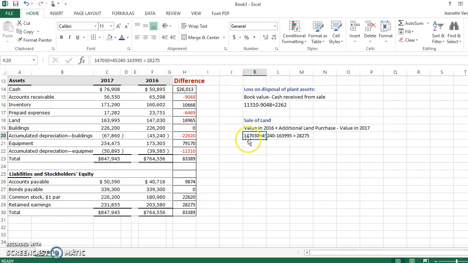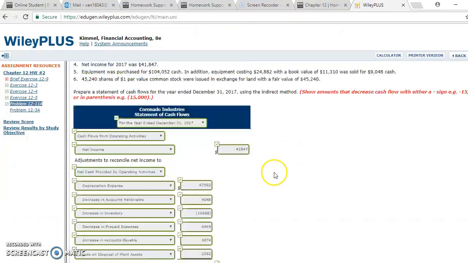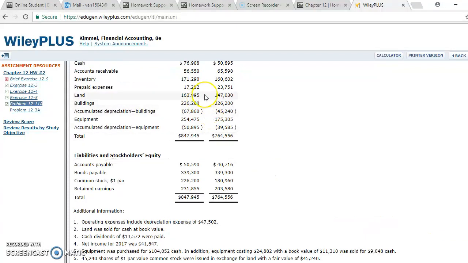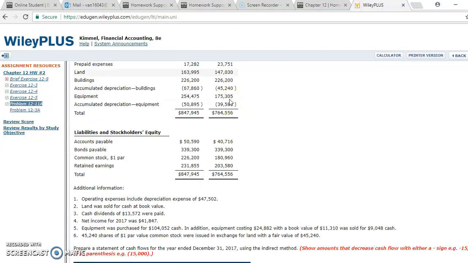So here's the value in 2016. Here is the additional land purchases that we made, $45,240. Here's the value of the land in 2017. And this is the sale of the land. This is the value. So let's go up here and show you. So here are our values for 2016 and 2017.